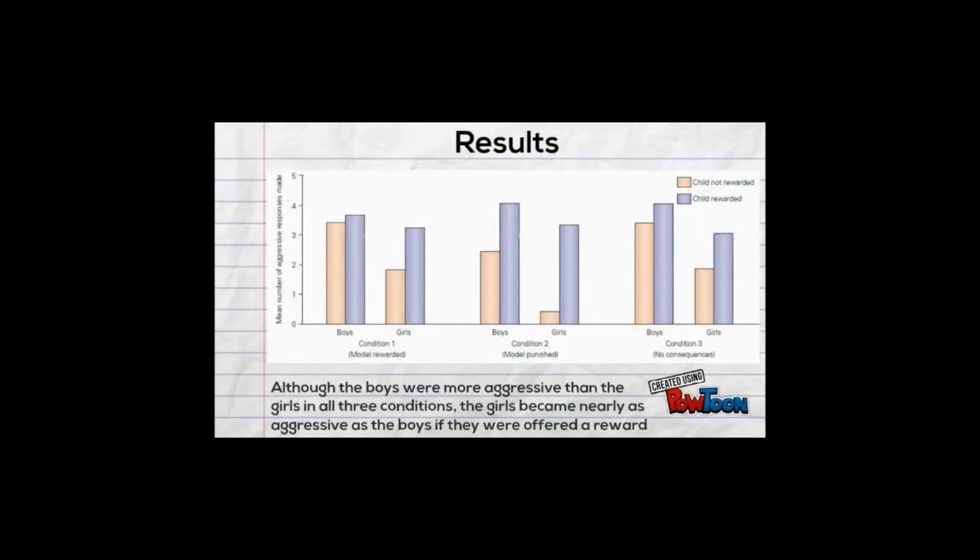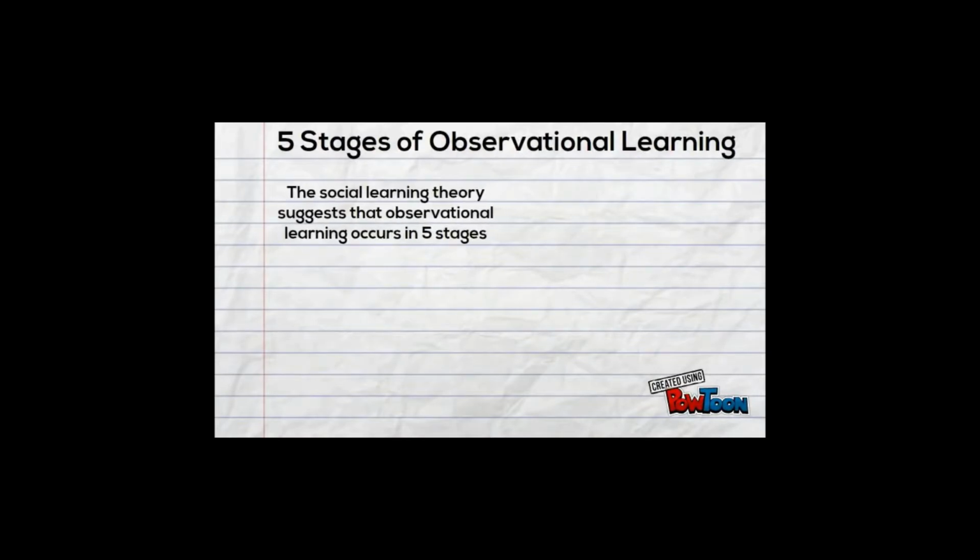The results showed that Group 1 and 3 were far more aggressive than Group 2. I do have here a bar graph which represents that the boys were more aggressive than girls in all 3 conditions. The girls became nearly as aggressive as the boys if they were offered a reward. We do have 5 stages of observational learning. The social learning theory suggests that observational learning occurs in 5 stages.